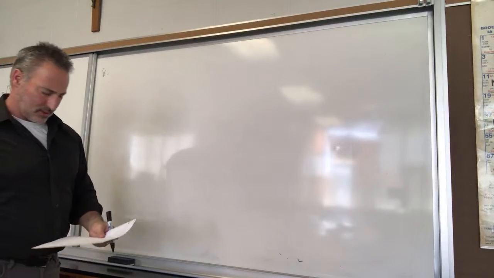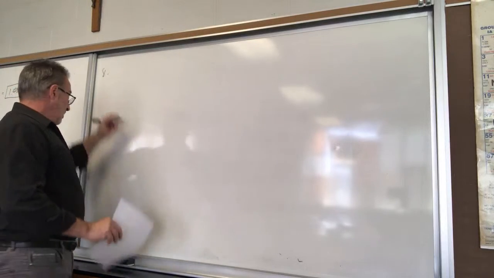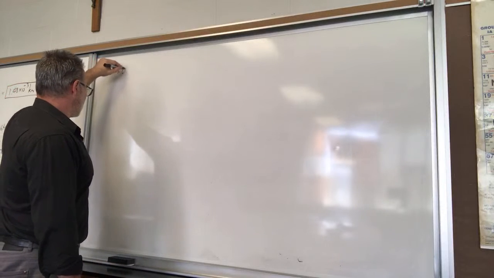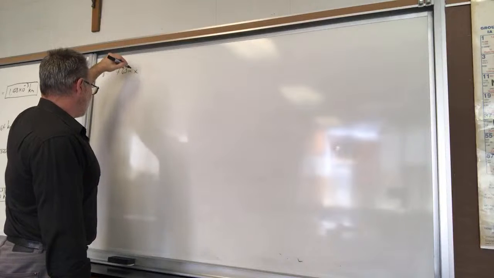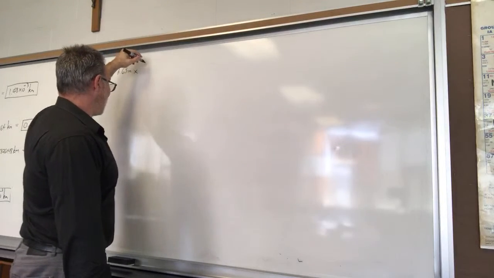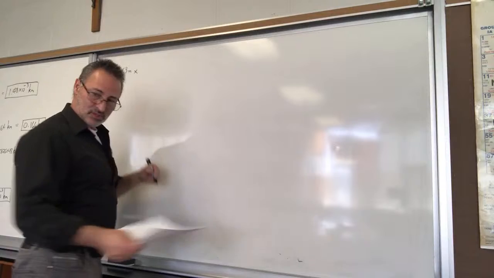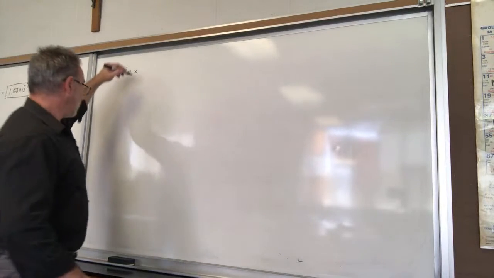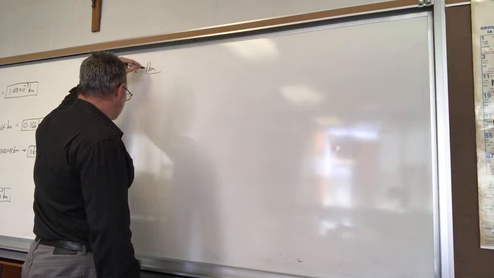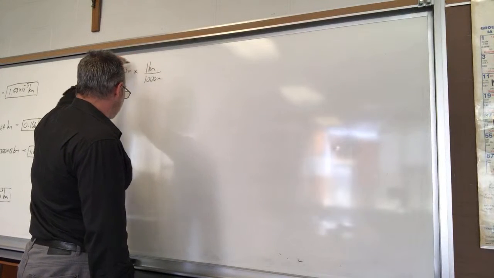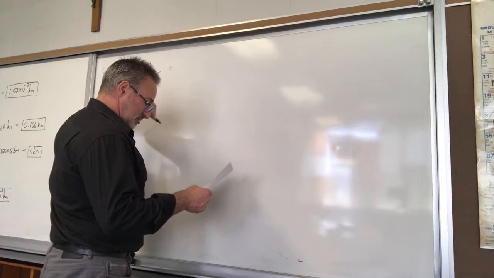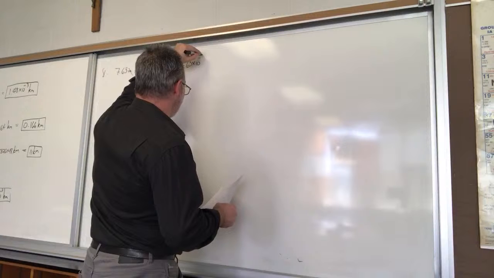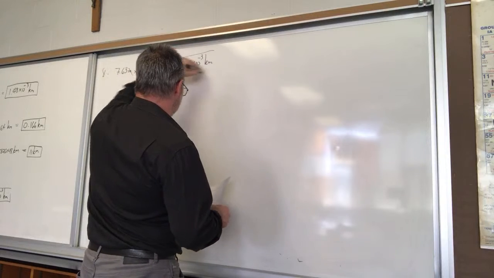Number 8. 7.63 meters. Well, it's only one conversion. It's only one factor. 1 kilometer per 1,000 meters. Meters cancel. Your number is going to be 7.63 times 10 to the -3 kilometers as your final answer.